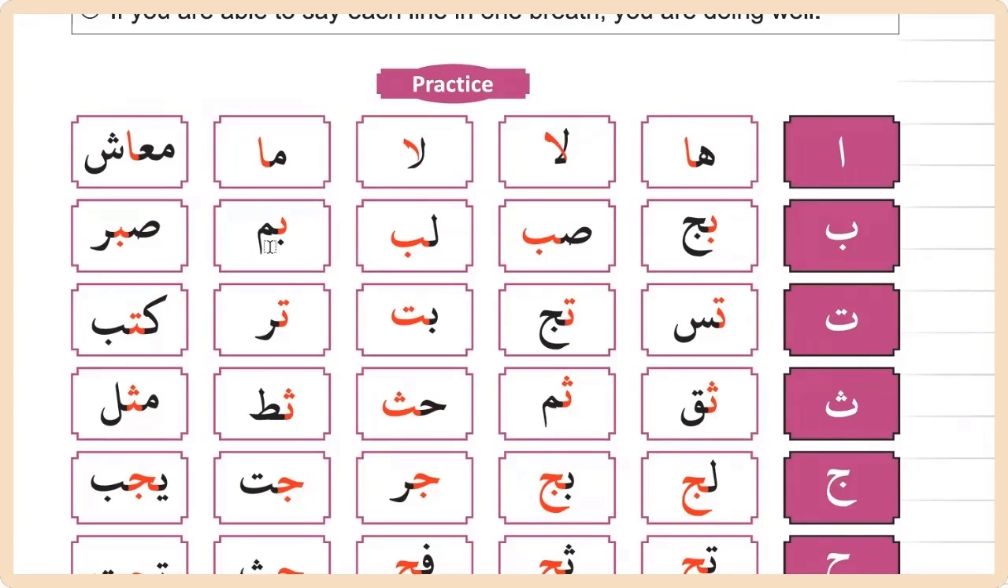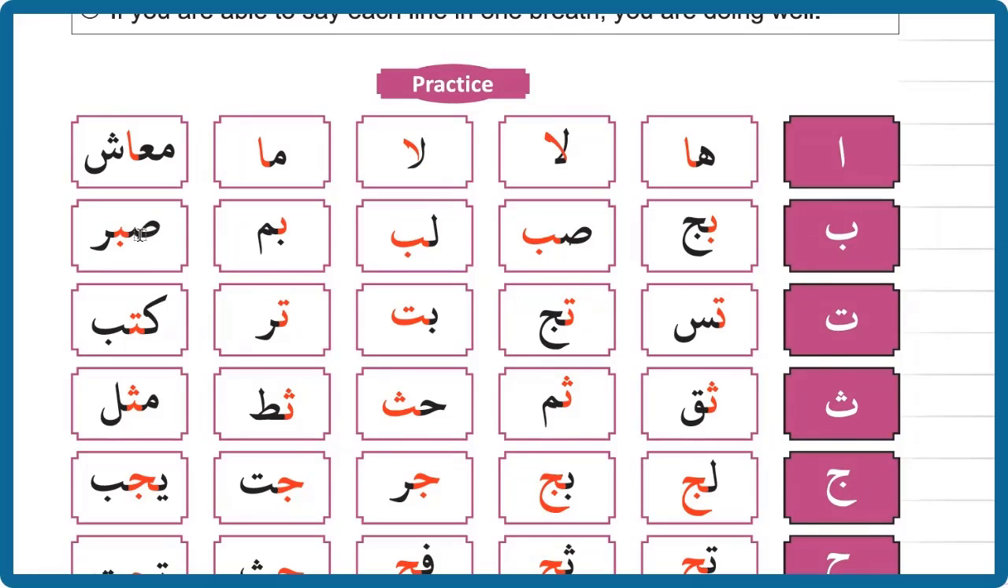Now move on to the next one. It has a boat and a dot at the bottom. Swad, very good. This one. Ba, very good. The R sound. Ra. Yes. So swad, ba, ra.